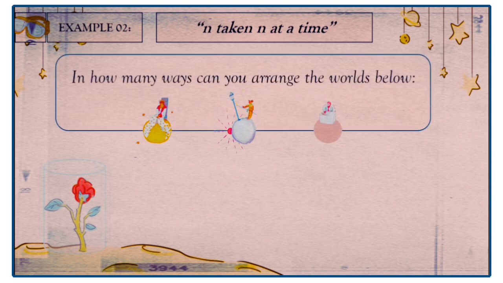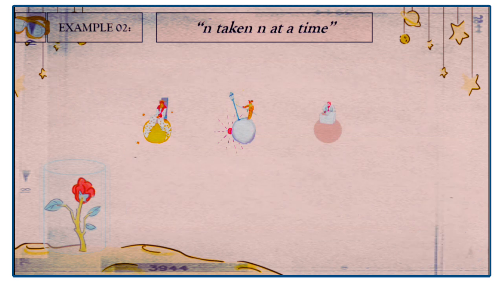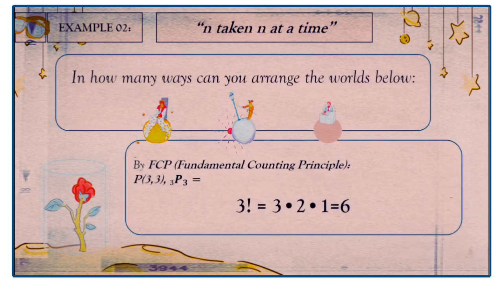I'm so sorry, but the case is this: in how many ways can you arrange the worlds below? Like, for example, you're the Little Prince or the protagonist. In what order do you wish to meet these people? If you have the chance to reorder it, you can have as easy as 3 factorial because there are 3 different worlds involved. So 3 factorial is 3 times 2 times 1, and it's equal to 6. That's how easy permutation is, specifically if it's the concept of n taken n at a time.